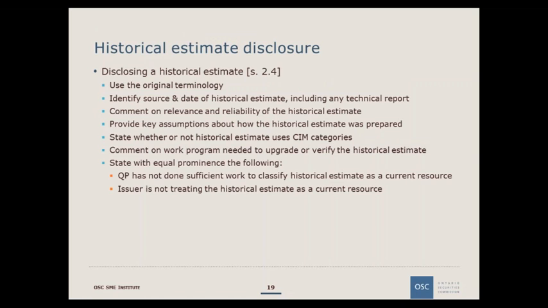One of the key requirements is the cautionary language that needs to be provided if you're disclosing a historical estimate, such that the QP has not done sufficient work to classify the estimate as current, and the company is not treating it as current. Some disclosure pitfalls related to historical estimates include missing the information about the source and date of the estimate, and missing the cautionary language, or sometimes we've seen people use historical estimates in an economic analysis, which is prohibited.